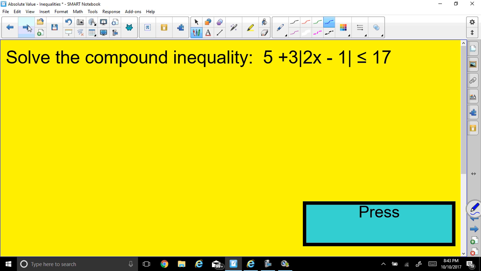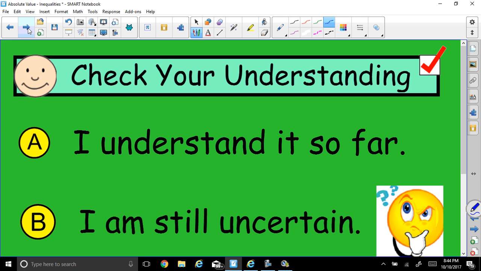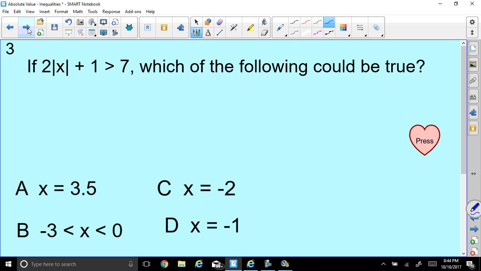Here's another one for you. This one you try by yourself. 5 plus 3 times 2x minus 1, so get that by itself, less than or equal to 17. Check your understanding. Watch the video again. If you have questions, write them down. Bring them in tomorrow. I'll be glad to help you with them.